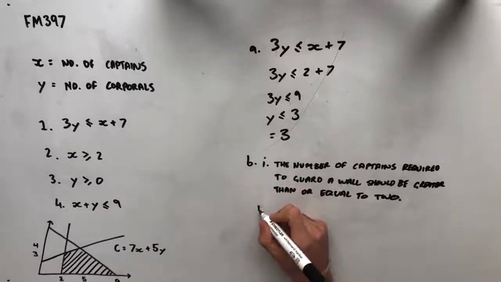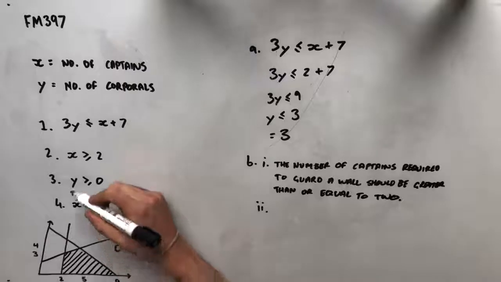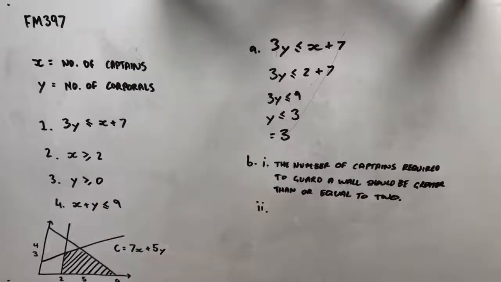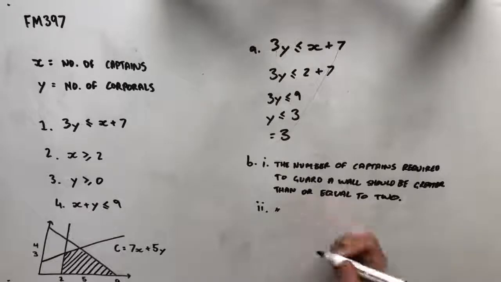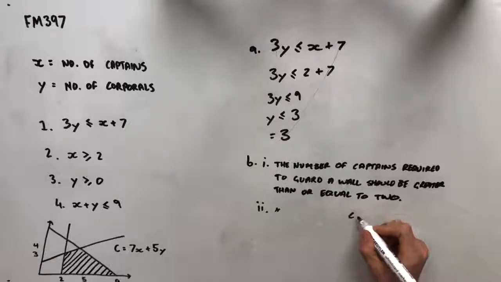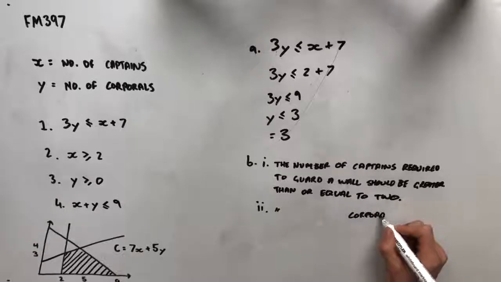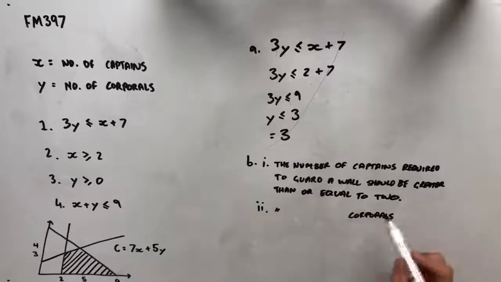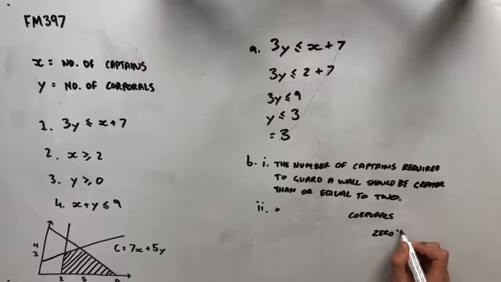Looking at constraint number 3, we've got y is greater than or equal to 0. So essentially this is somewhat the same, except this time we're looking at corporals. The number of corporals required to guard a wall should be greater than or equal to 0. So we could have no corporals on a wall, or we could have up until, well, you'll see the next amount of numbers that we're going to go through here, but it's possible for us to have 0 corporals on a wall. That's no worries, but we need at least 2 captains guarding each wall.